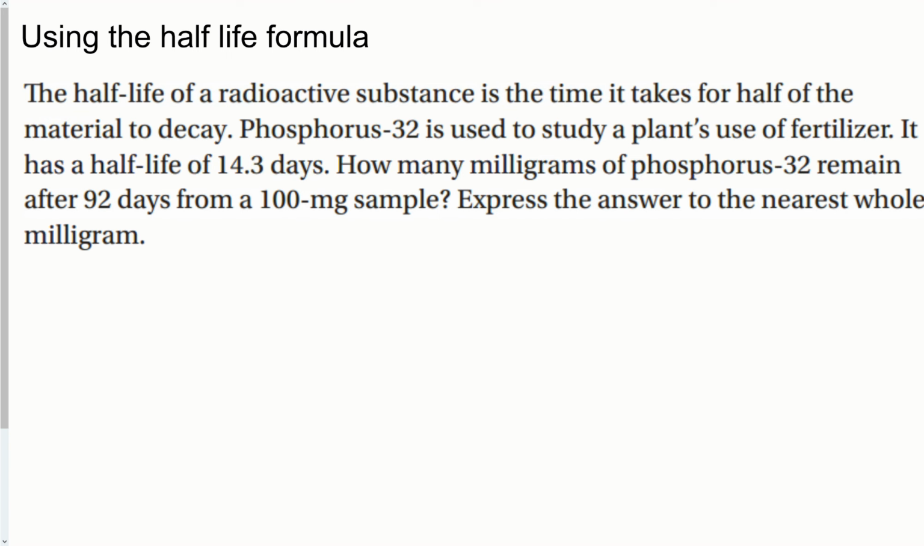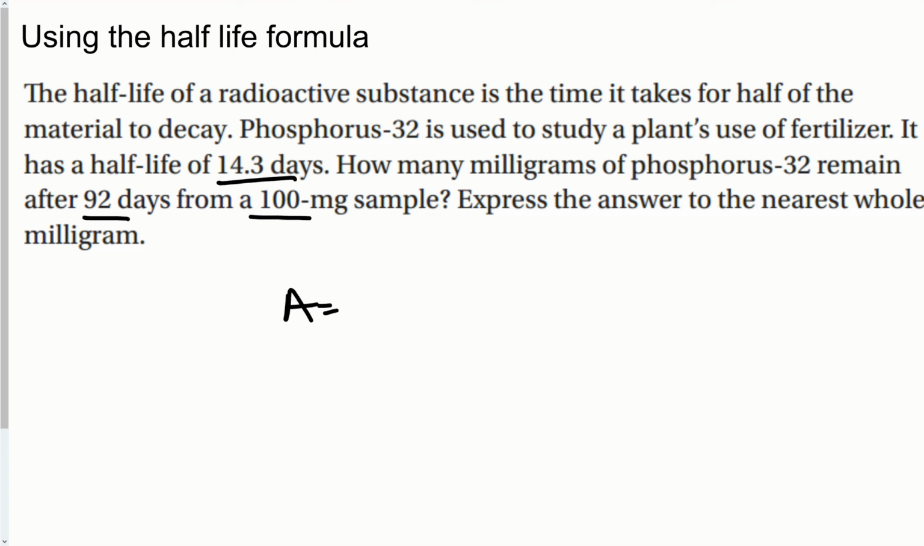The half-life of a radioactive substance is the time it takes for half of the material to decay. This is just the name of the phosphorus element. So phosphorus 32 is used to study a plant's use of fertilizer. Half-life, 14.3 days. How many milligrams remain after 92 days if you started with a 100 milligram sample?